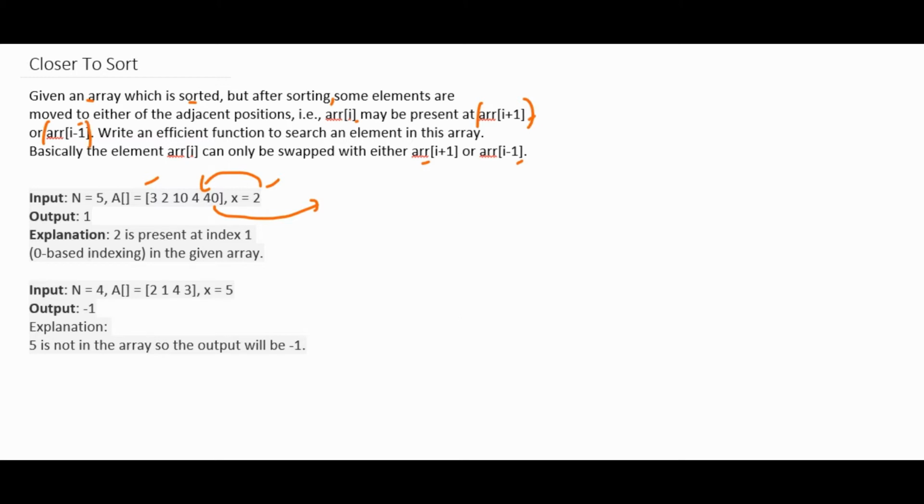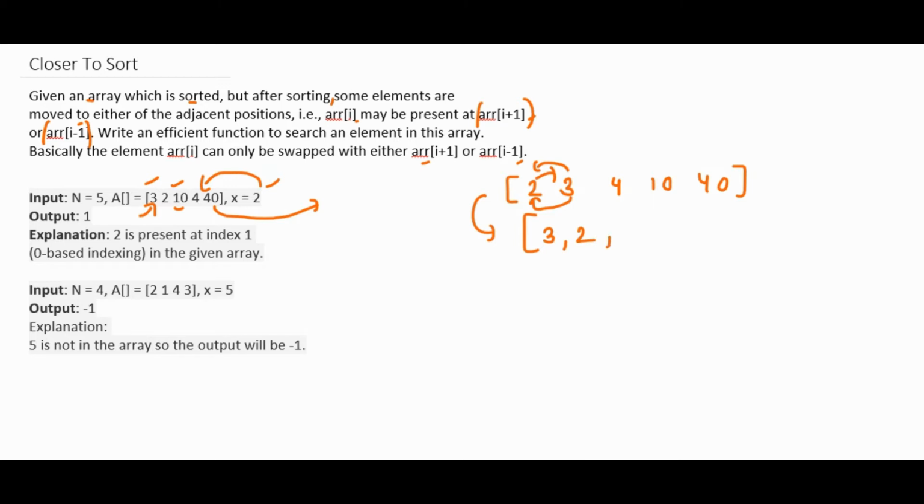Okay. So let's say if this array would have been sorted, what will it look like? It will be 2, 3, 4, 10 and 40, right? And what we are given is this array. So how we got this array is we have swapped 3 with 2, which is 3 with its adjacent element and 2 with its adjacent element. So it will look like 3, 2.